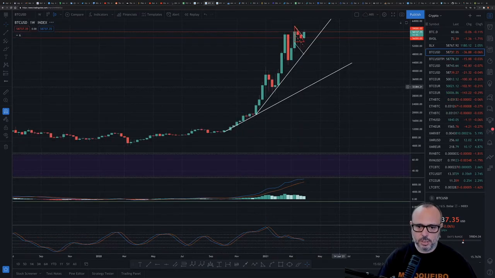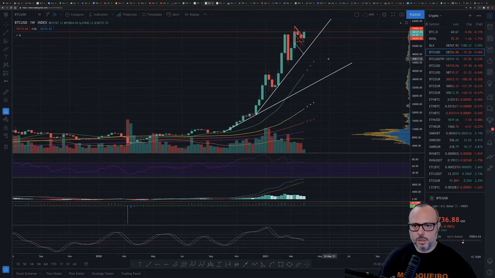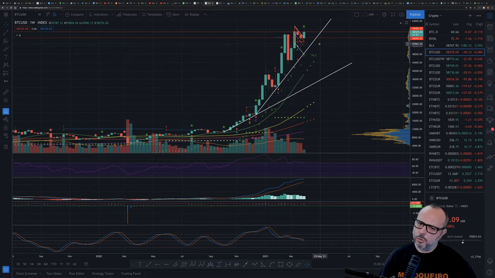Let's check the weekly. And the weekly looks very, very, very good. This is exactly what you expect of healthy and sustainable price action. Up, correction, and now going up again. We are on a green 2 candle of 9. We have a buy signal here. The green star is here.